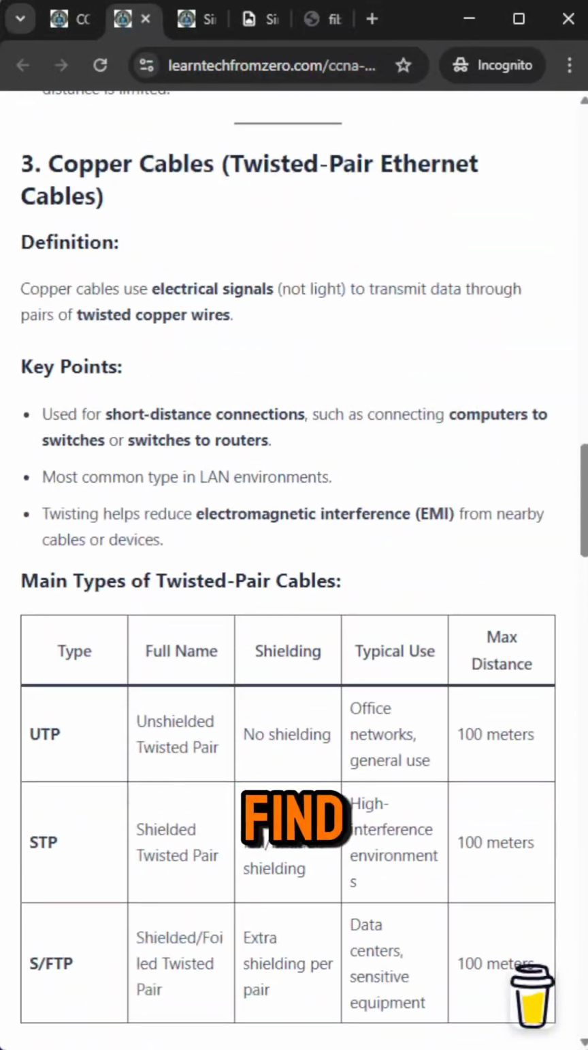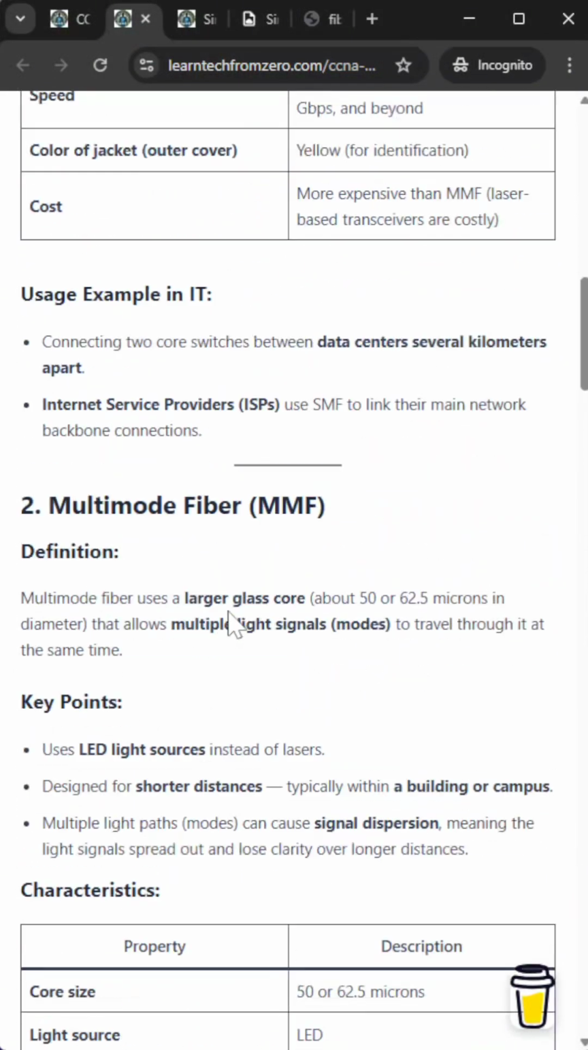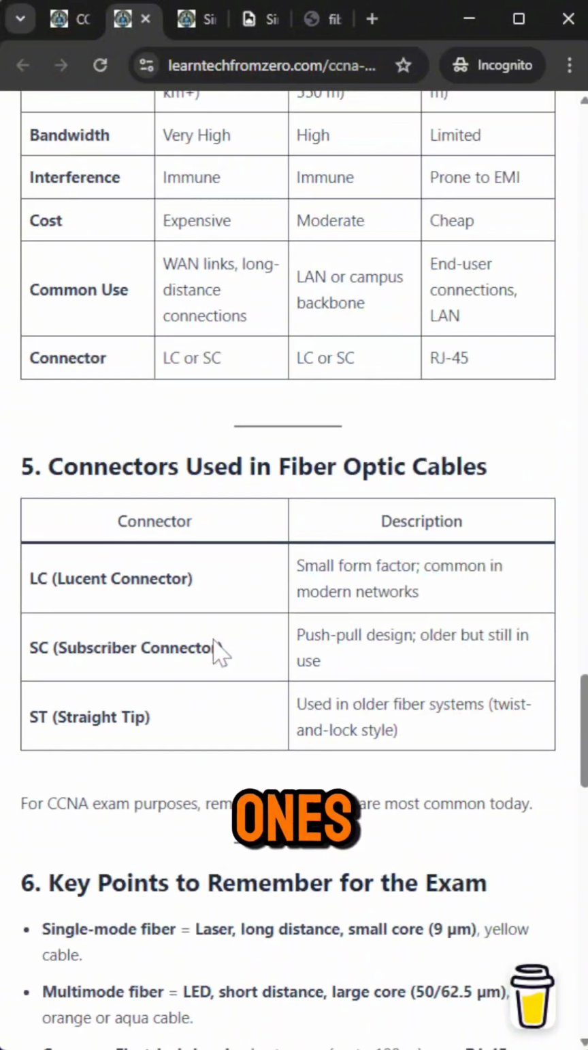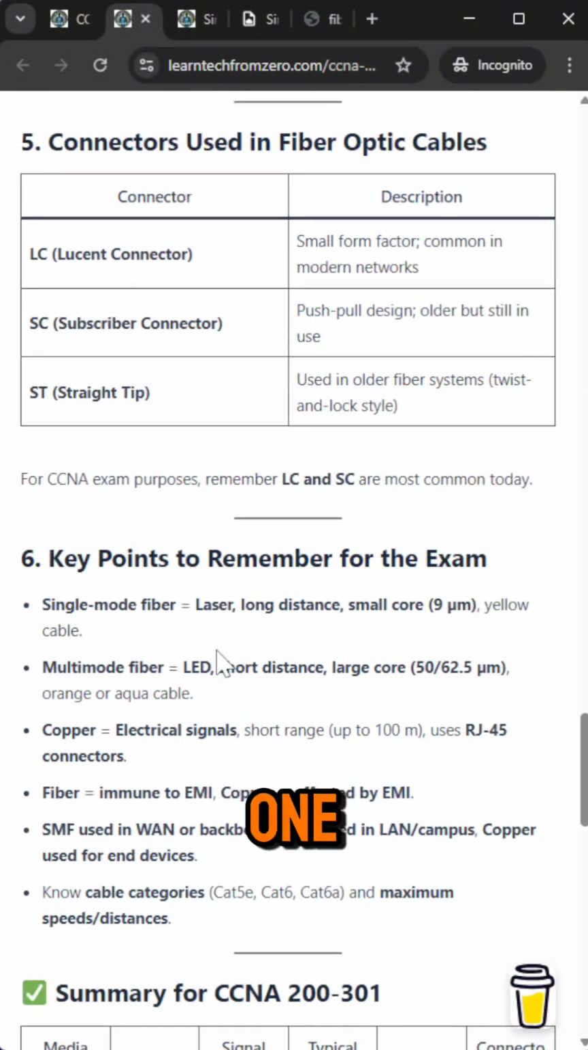Let me just quickly find out which are the main ones. Just bear with me one second.